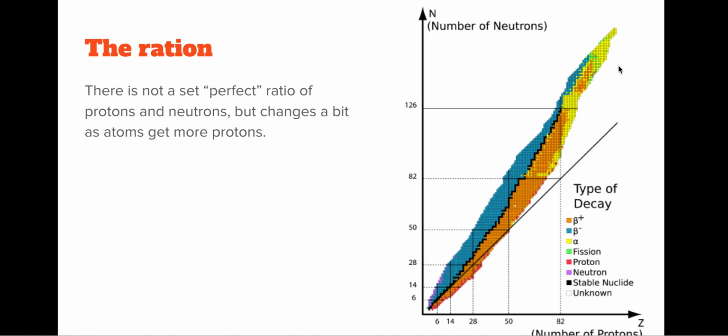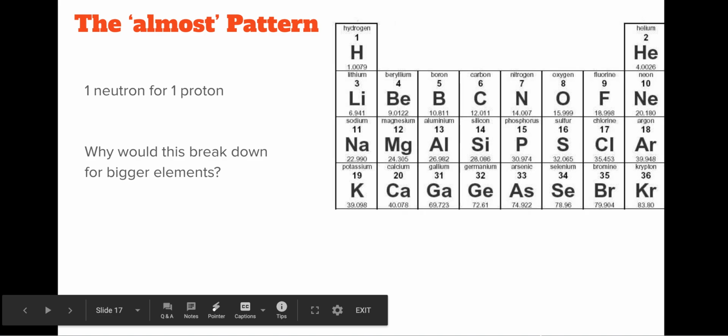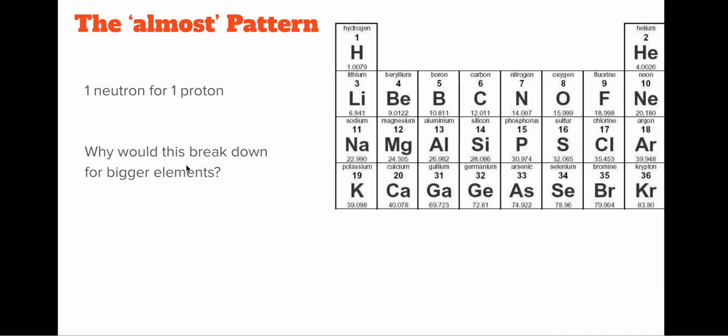If you're a big atom up here, then you do alpha decay, where you're kicking out large particles, in order to get the proper number to become stable back down here on this black line. So as you get bigger, you need more neutrons for every proton. Why would this break down for bigger elements? Once again, that's going to be a question you need to be able to answer.